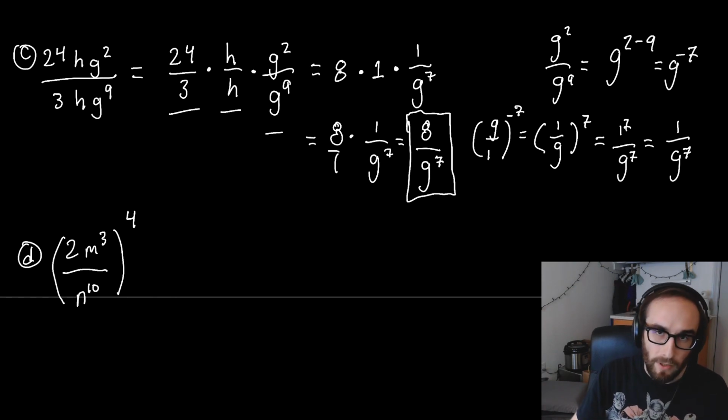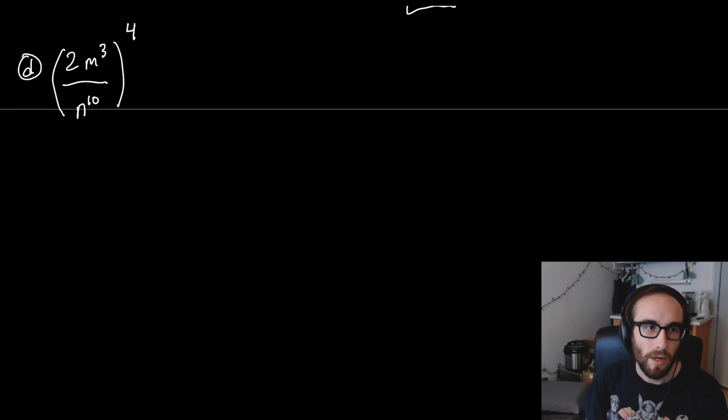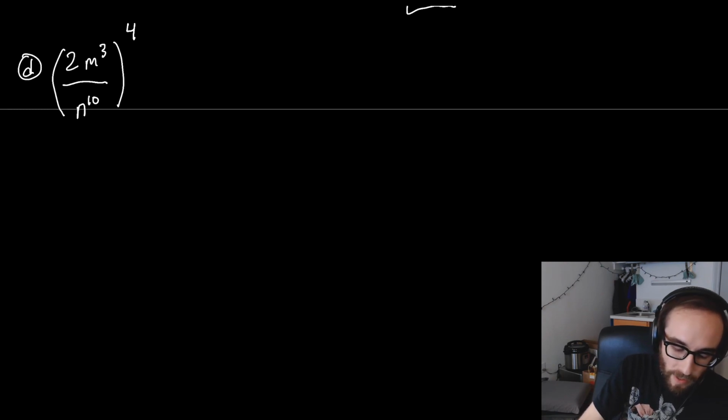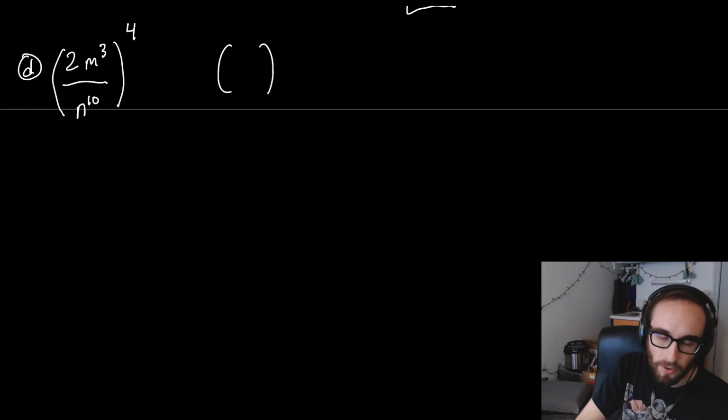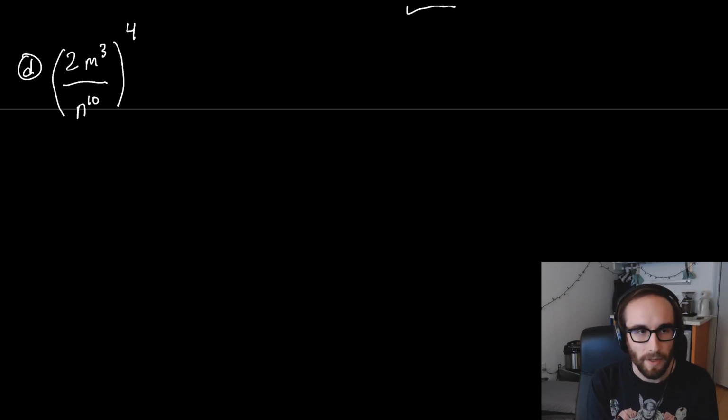All right, finally we have letter D. In this one we have 2 times m to the third divided by n to the 10th power, all raised to the 4th power. So you could start by writing this out in expanded form, so writing out 2 times m to the third divided by n to the 10th, and doing that 4 times. It would be easier though to use our exponent rules to help us out here.